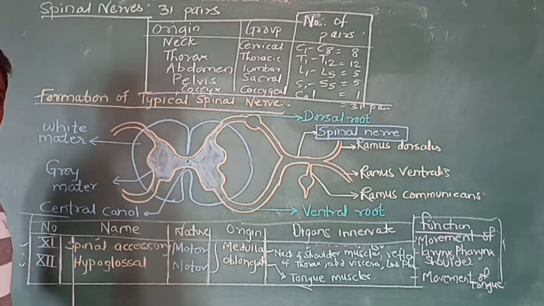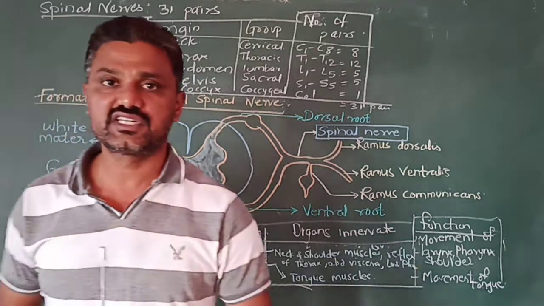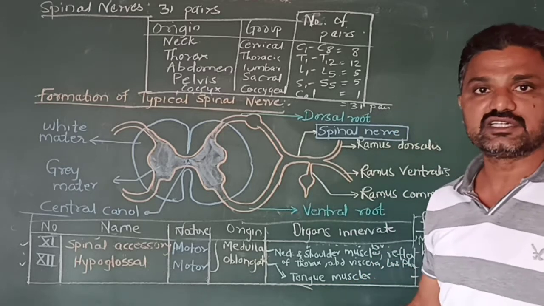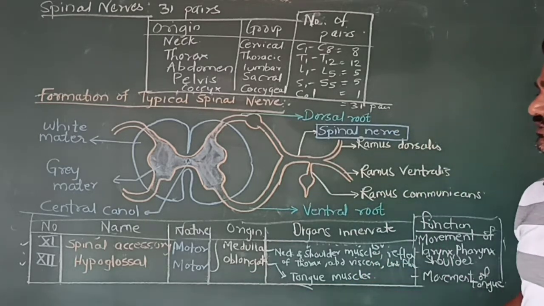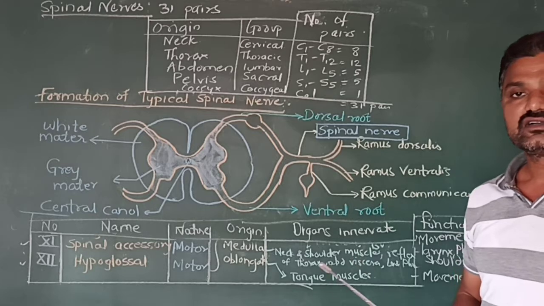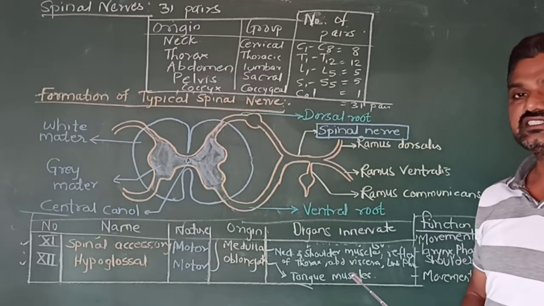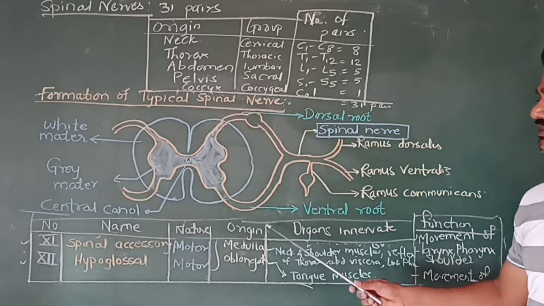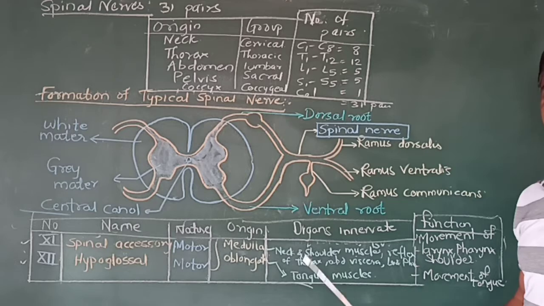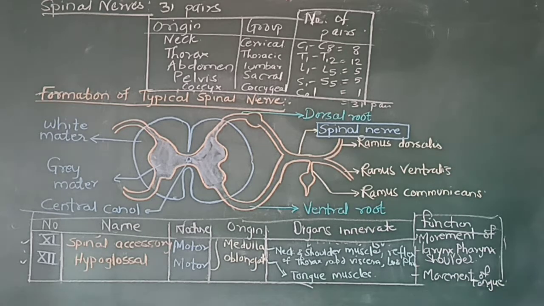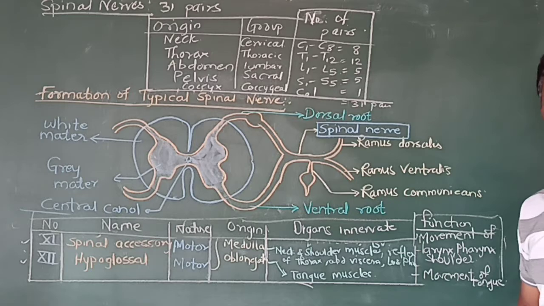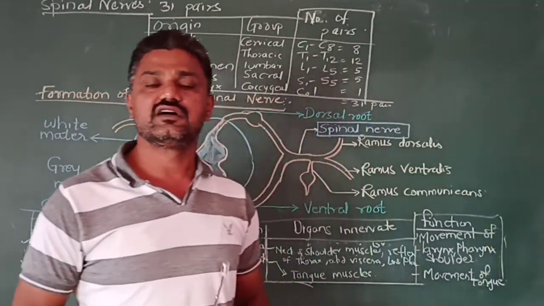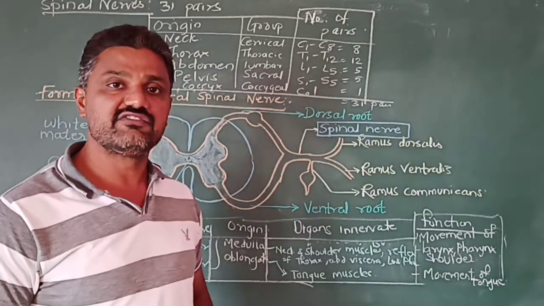Finally, the 12th cranial nerve is the hypoglossal. Glossa means tongue, hypo means below, the lower part of the tongue, the base of the tongue. So, hypoglossal. Therefore, this is also a motor type of nerve, which means it brings about the movement of the tongue. It originates from the medulla oblongata. This hypoglossal nerve innervates the tongue muscles. Therefore, it brings about the movement of the tongue while talking and swallowing, engulfing the food.